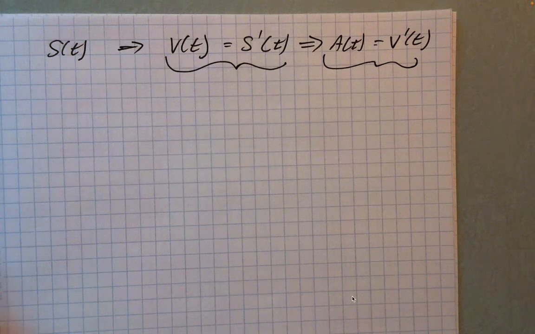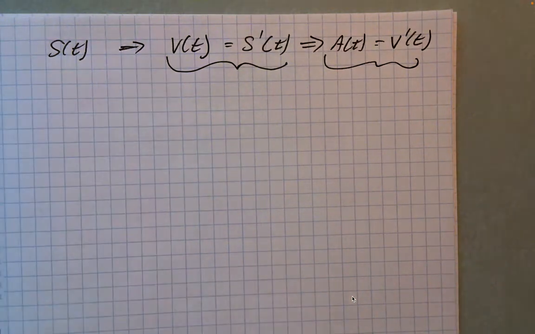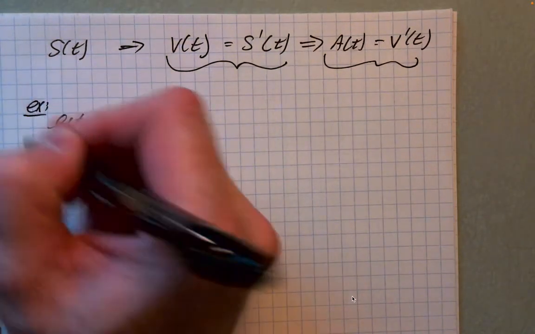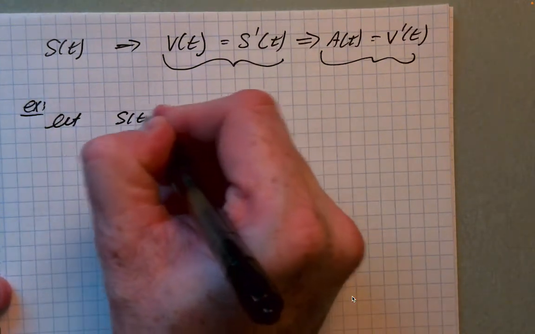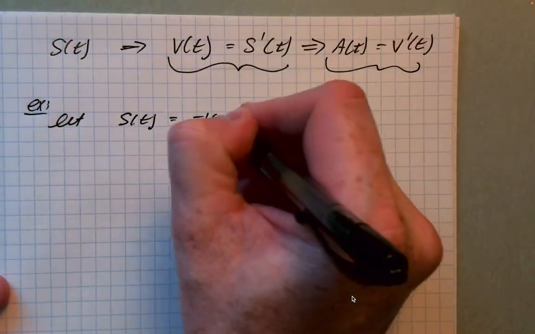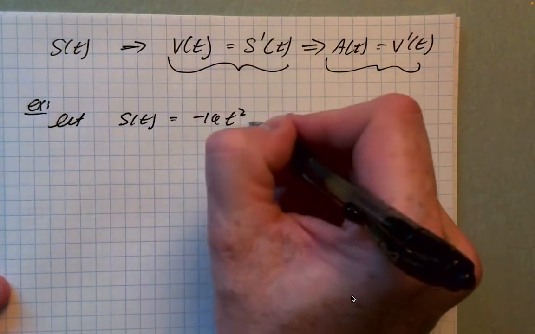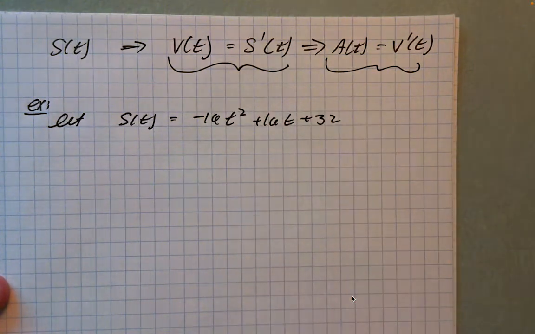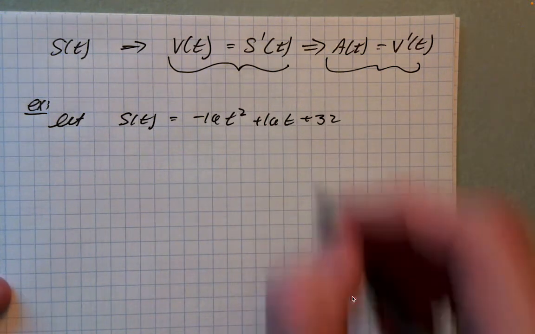Let's do an example. Let's say let s of t equal negative 16t squared plus 16t plus 32. Let's let that be the position function for a driver.